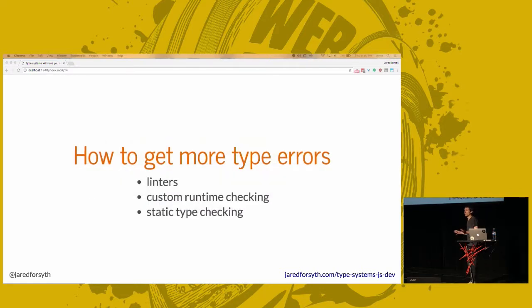So hopefully at this point you're with me in that we need more type errors in our JavaScript. We need more kinds of type errors so that it'll be more expressive and we'll be able to tell, okay, what is the actual problem here? The first line of defense is actually linters.